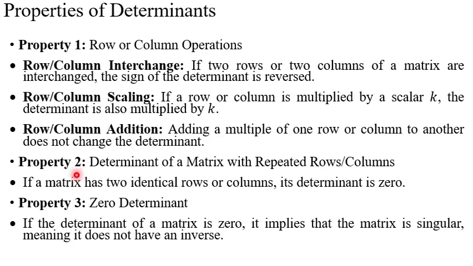So the second property we would like to talk about under these properties of determinants is the determinant of a matrix with repeated rows and columns. If a matrix has 2 identical rows or columns, its determinant is 0. You have 2 identical rows, maybe the first row is 1 2 3, the second row is 1 2 3, then the determinant will give you a 0.